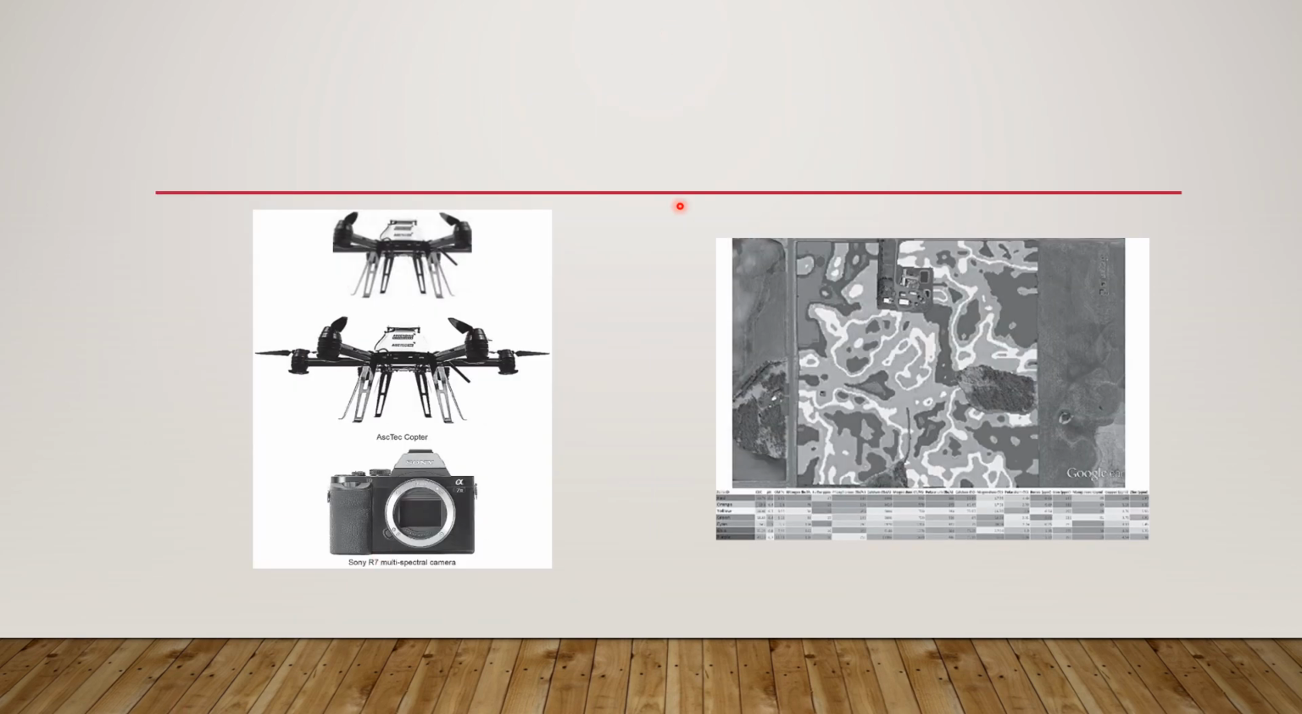These are the other copters and sensors, as we saw in the last picture slide. Here we can see the soil fertility map, which is overlaid with topography and crop growth. This is the map of the particular area where we are going to see the soil fertility.